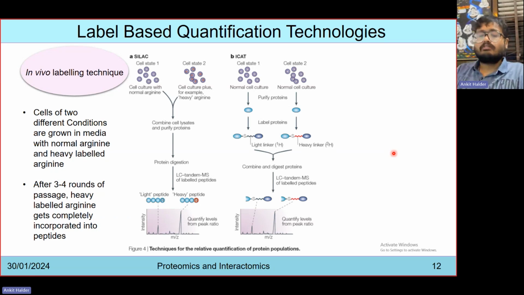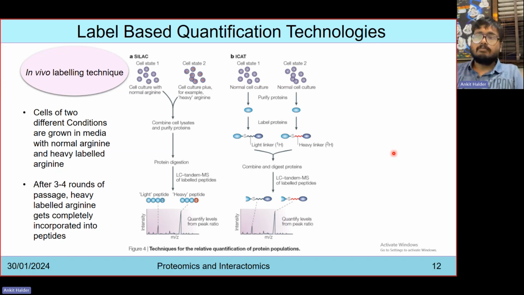What happens if you keep passaging your cells in that particular media is that ultimately, whatever proteins are being naturally synthesized in your cells for maintaining the different functionalities, the heavy arginine from the medium will get incorporated into them. So whenever you take those proteins out of the cell and digest them into peptides, they will definitely all be heavy-labeled peptides.